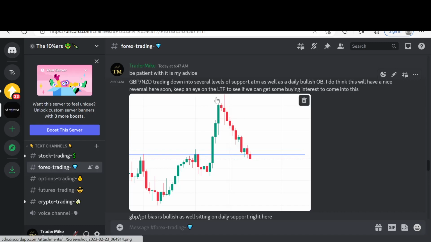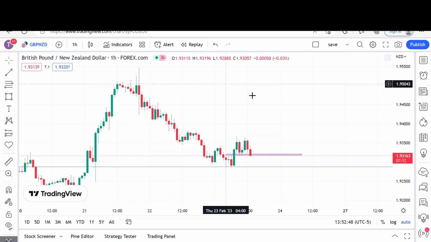I do think this will have a nice reversal here soon. Keep an eye on the lower time frame. That's what LTF stands for, lower time frame, to see if we can get some buying interest to come into this. And when I say buying interest, what am I referring to? All I mean is I want to see a really nice, strong, high probability shift in market structure, which I just pointed out to you right here, which was that fair value gap left, really strong move. It broke above high of day as well. High of day, a key level. That's a major liquidity pull. That's a significant liquidity pull. So we got it.